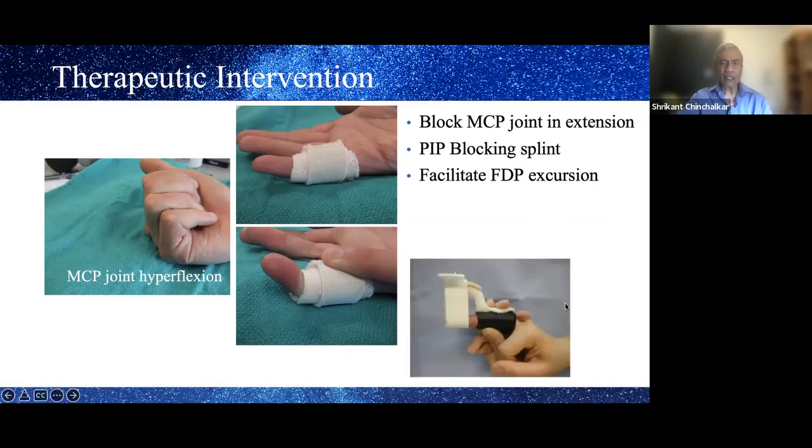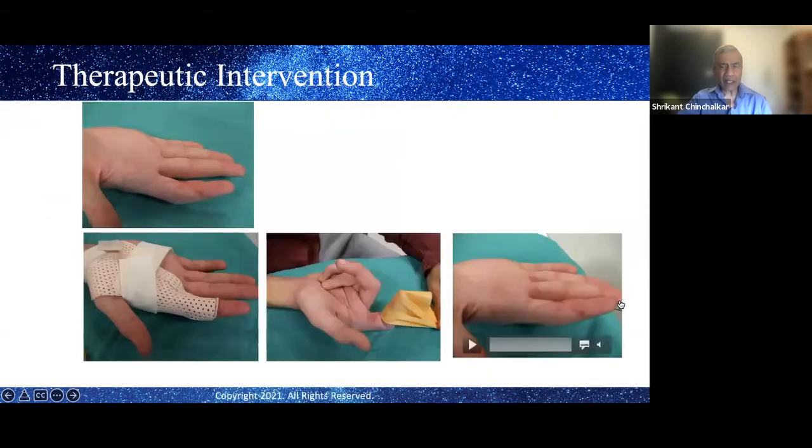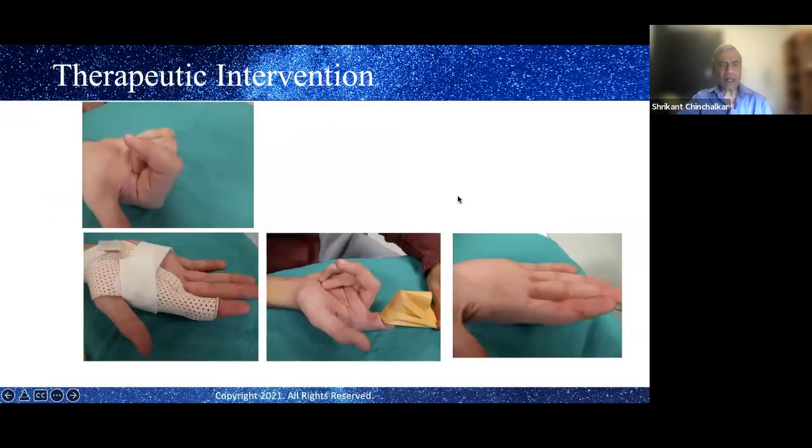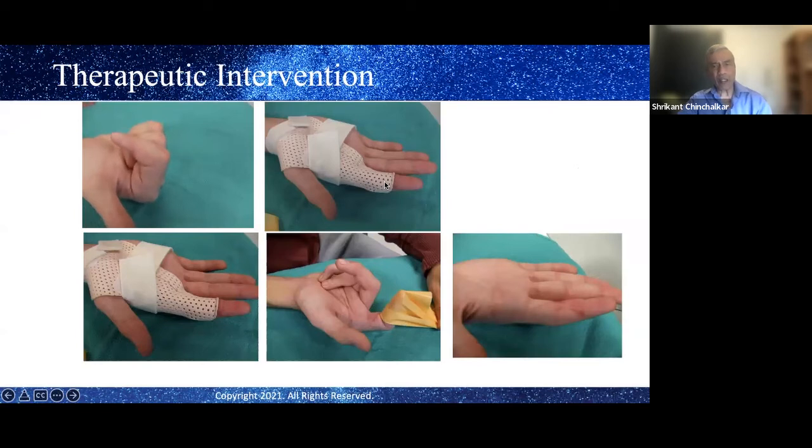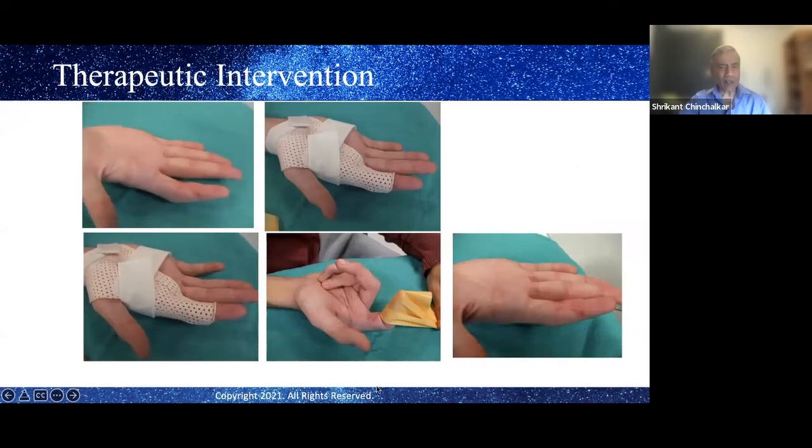In addition to that, you may provide him with a splint that blocks the PIP joint in neutral, and then you can encourage the person to perform resisted flexion and extension when the PIP joint is blocked. Or in addition to that, you may consider providing the patient with the full MP joint extension splint, blocking the PIP joint in neutral, and then allowing the person to flex the DIP joint.